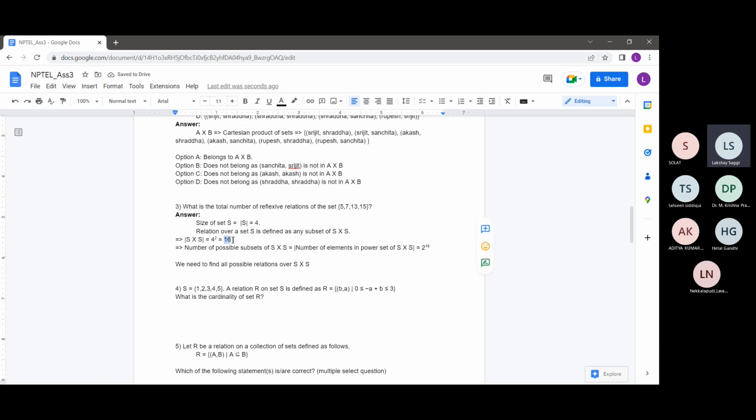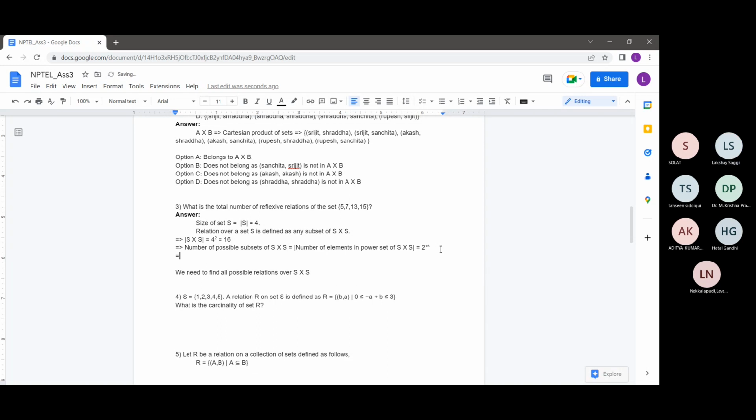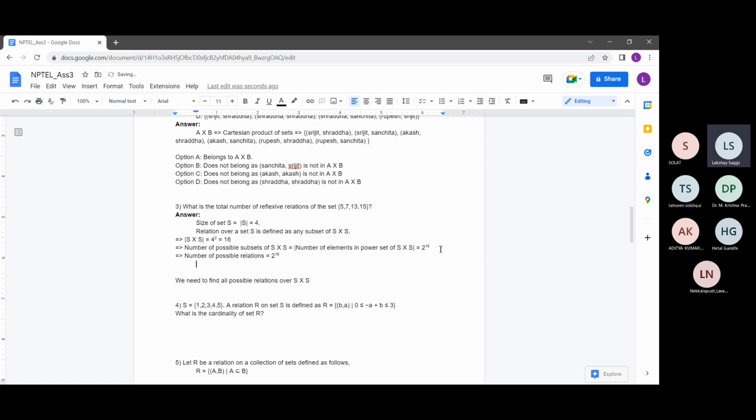Since S cross S has 16 elements, the number of possible subsets will be 2 to the power 16. So this basically means that the number of possible relations is equal to 2 to the power 16. I have not done anything fancy here. But here you can see that the total number of possible relations is 2 to the power 16. But what we want is the total number of reflexive relations, right? So earlier, how did we arrive at this number, 2 to the power 16?